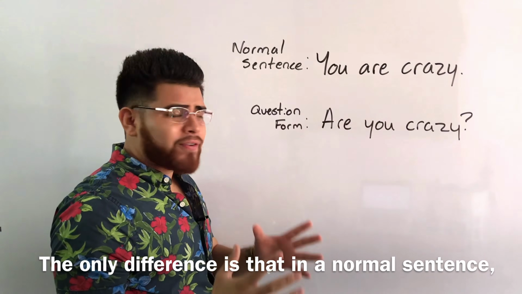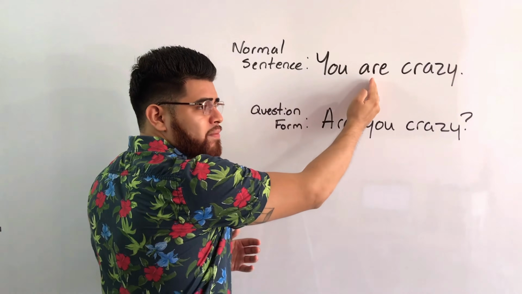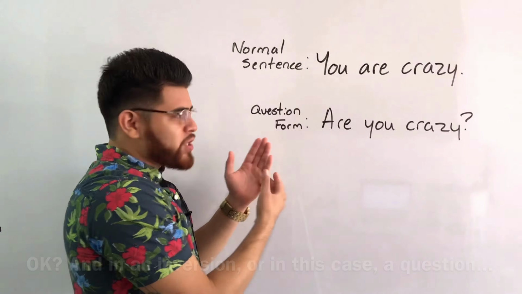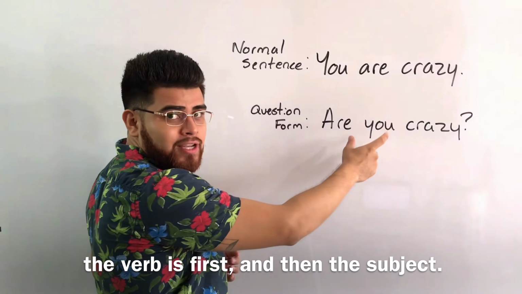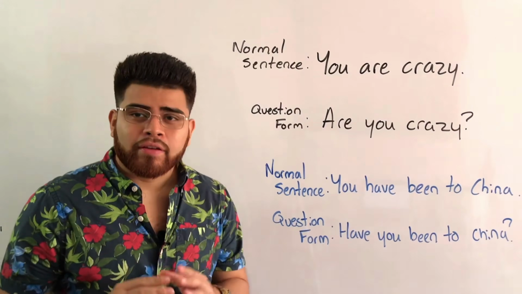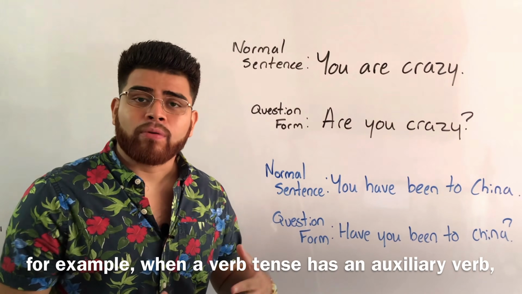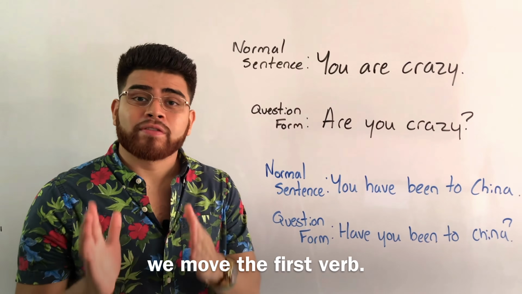The only difference is that in a normal sentence, the subject is first, then the verb. Okay? And in an inversion, or in this case, a question, the verb is first and then the subject. Got it? And if there are two verbs in a sentence, for example, when a verb tense has an auxiliary verb, we move the first verb.